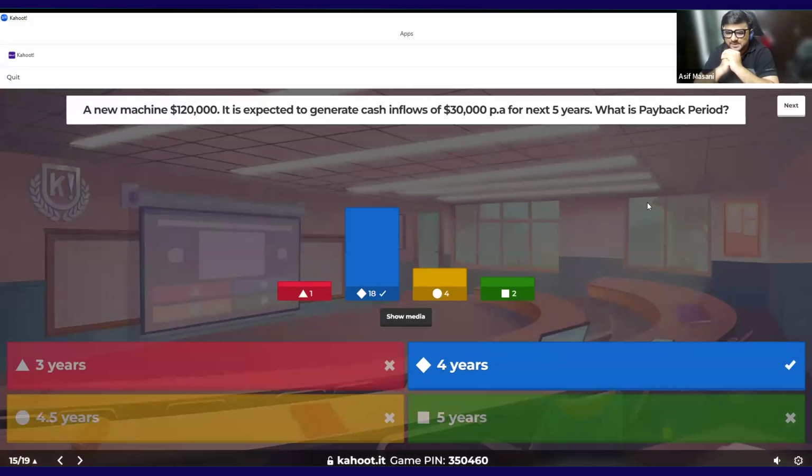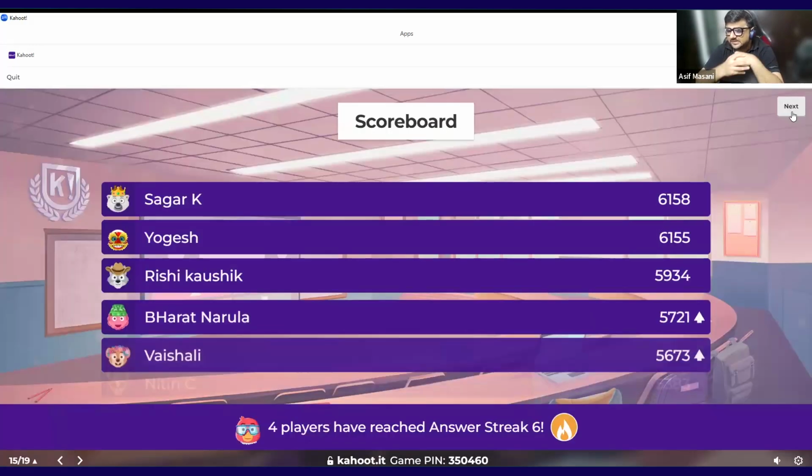So 120,000 is the initial investment. You're recovering 30,000 every year, so you will recover the investment in 4 years. 30,000 times 4 will be 120,000. So that is the payback period. Okay, now we go to the next question. Before that, let's see the leaderboard.